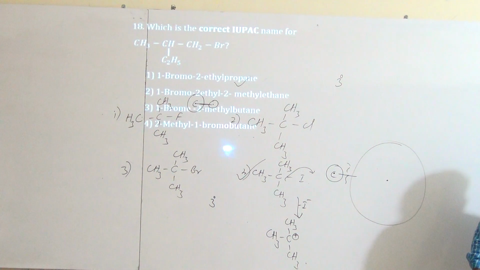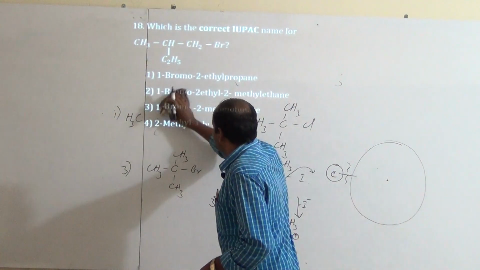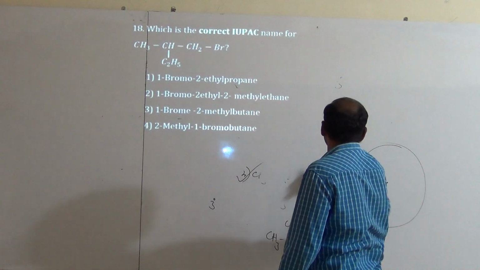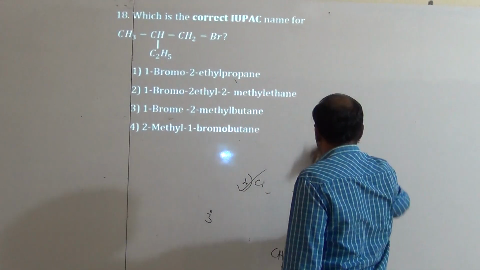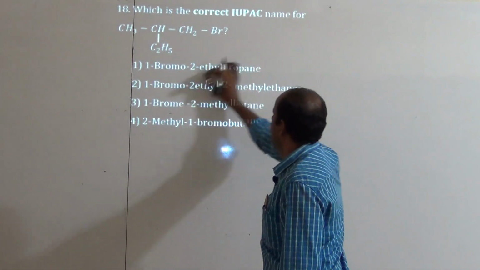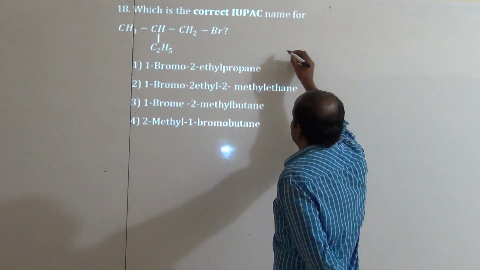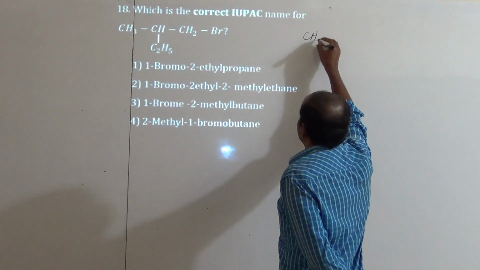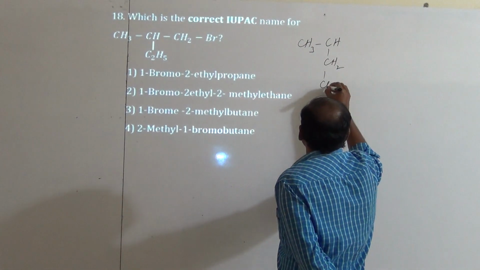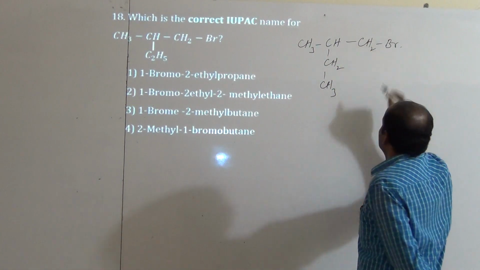Next bit, which is the correct IUPAC name for this compound? Here they asked for the IUPAC name, you know very well. Do this one. It can be written as CH3, CH, then CH3, CH2Br. Then what is the first rule?